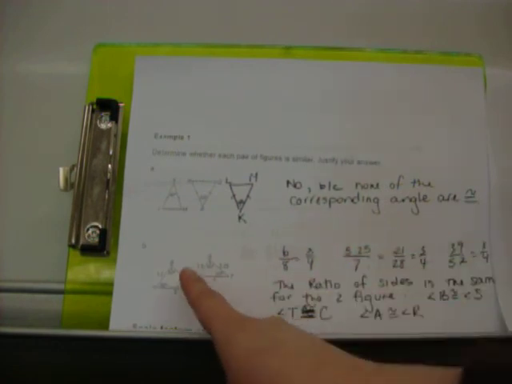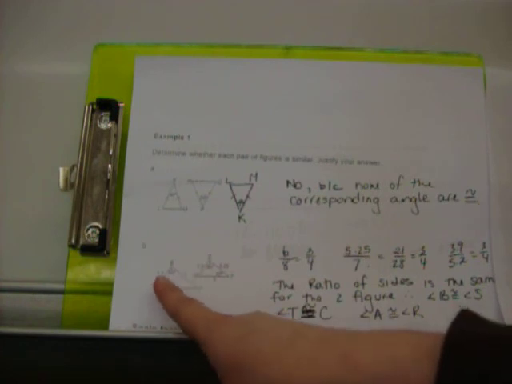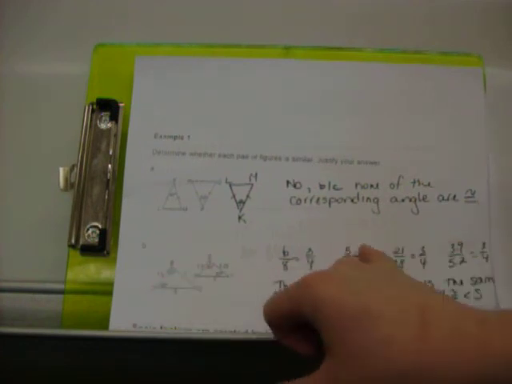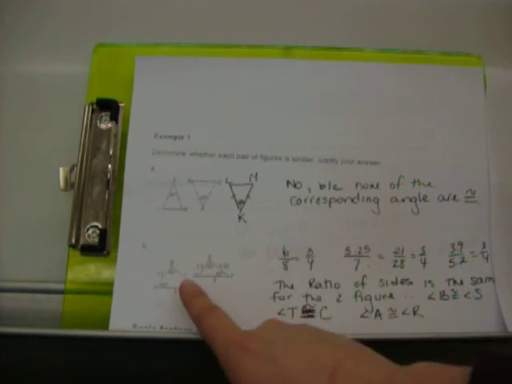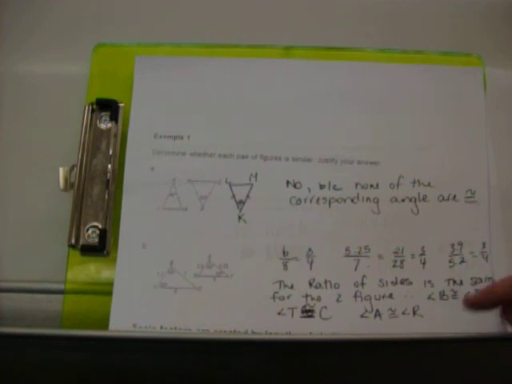I then looked at 5.25, which is the side of the triangle, over 7. Reduced it down, okay, and found that it's 3/4. Did the same thing with the last pair of sides. Because they all have the same ratio, that means that these two figures are going to be similar, okay, just same shape, different size.